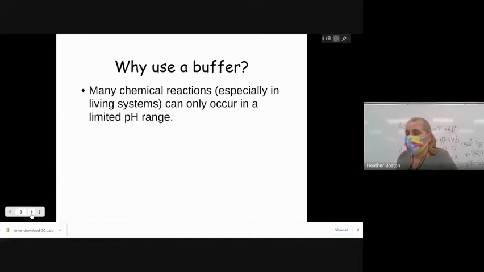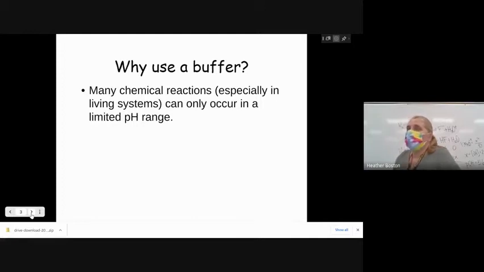Buffers exist to protect systems. We would use buffers in science class because a lot of chemical reactions take place at a particular pH and in a narrow pH range, especially in living systems. So let's think about that. Your stomach is a good example, and your blood is a good example also, of natural buffer systems. If it wasn't for buffering systems in our stomach, you couldn't even drink a glass of lemonade. It would kill you because of the pH of it.